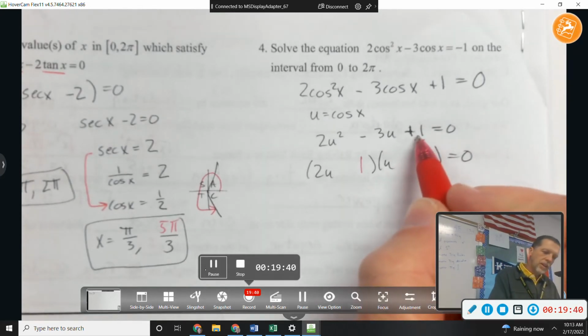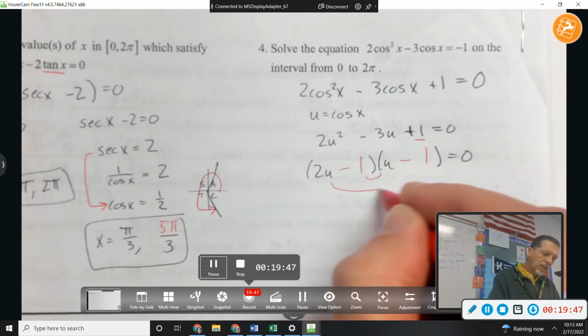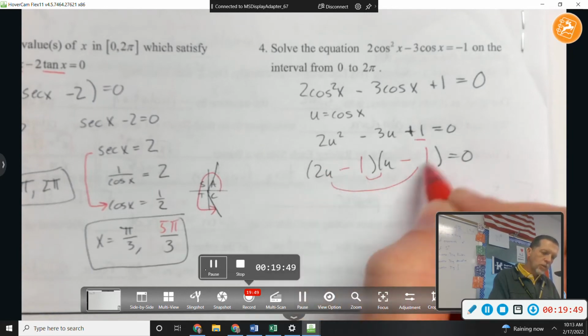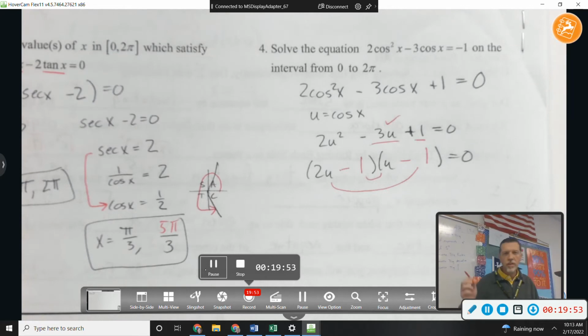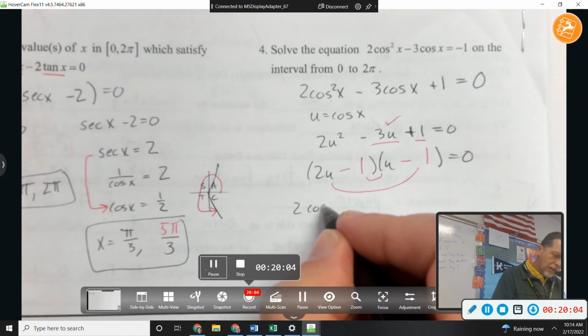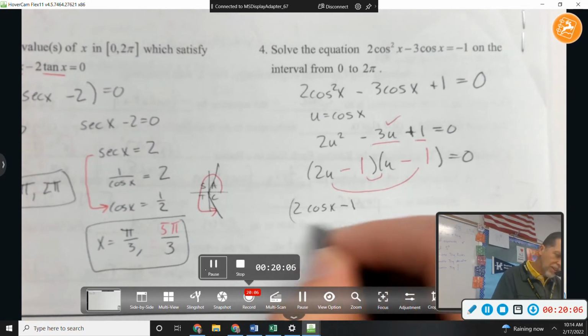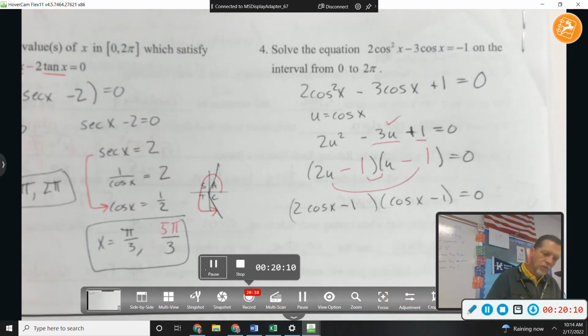Let's see, if that term's positive, they have to be the same sign, but they're both negative. And then we check it. Negative 2u minus u equals negative 3u, so we factored it right. Cosine of x, but what the heck are those U's doing in there? 2 cosine of x minus 1 and cosine of x minus 1 equals 0.